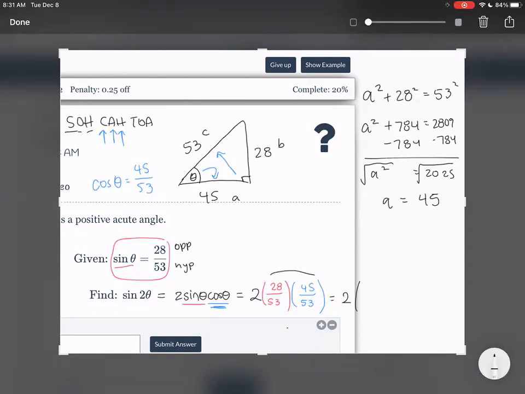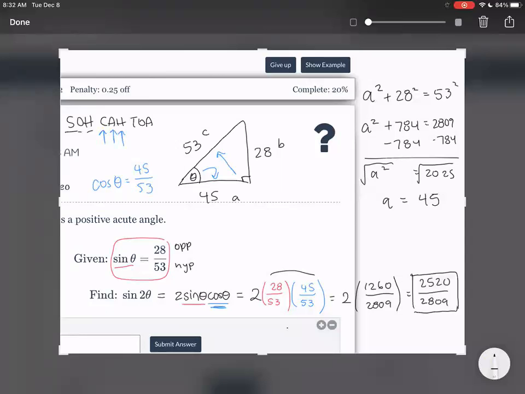So 28 times 45 on the top gives you 1,260. On the bottom, we have 53 times 53, which gives us 2,809. And then multiplying 2 times 1,260 gives us 2,520 on the top, and on the bottom it stays the same, 2,809. And so this would be your final answer.